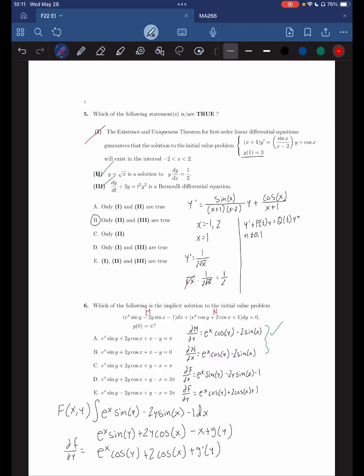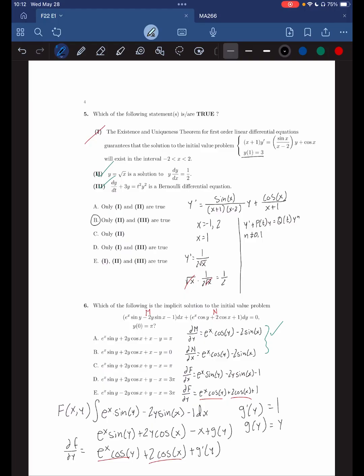Now, when we match our terms, we can see, oh, this is the same, this is the same. So we end up getting g prime of y is equal to 1. With a quick little integration, you get g of y is equal to y. Right? Not too bad.